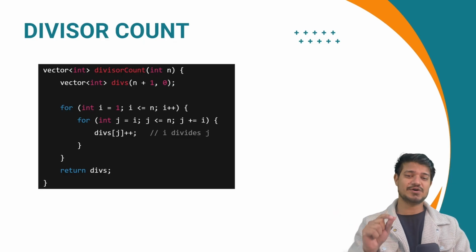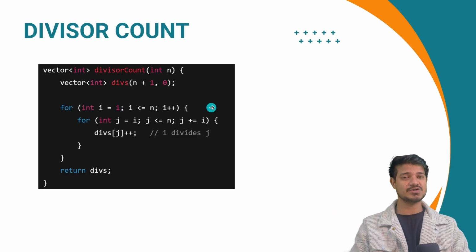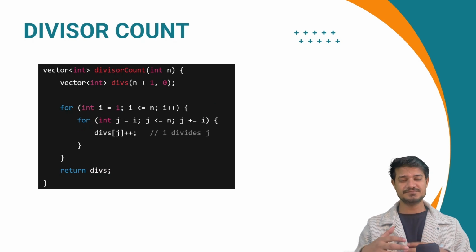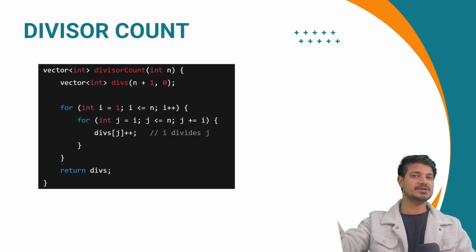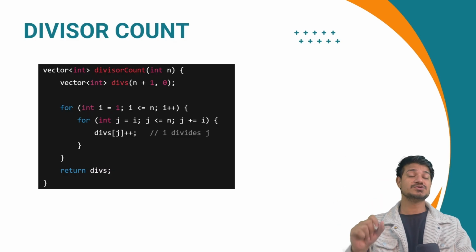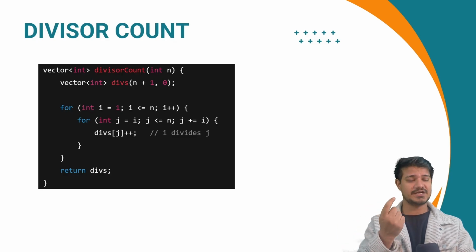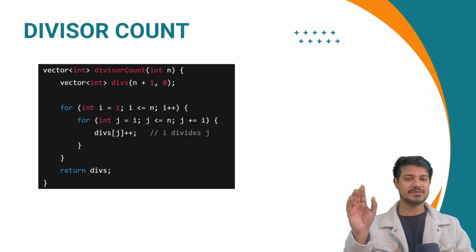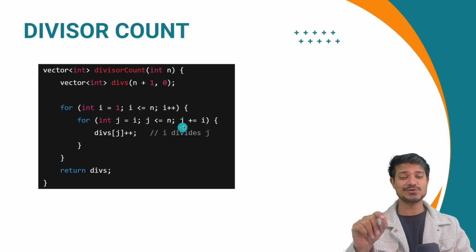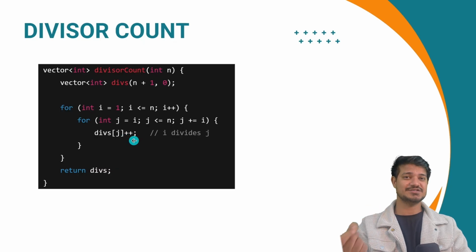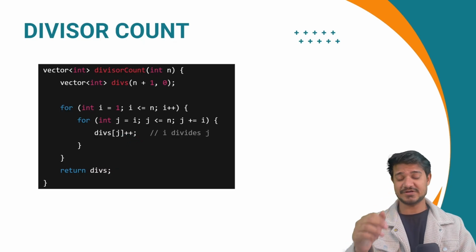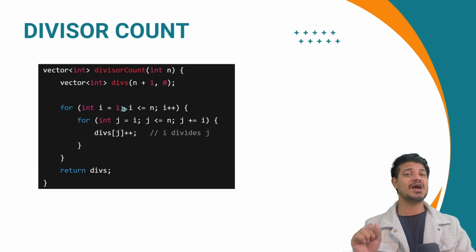So how we calculate divisor count is this: we'll go through all of the numbers because we have to calculate divisor count for everyone, right? Now when I'm going through I, I'll go to all of its multiples. Let's say I is 5, so I'll go to all of its multiples: 5, 10, 15, 20, all of the multiples till n. So I'll go through all of the multiples of I till n, and I'll increment their divisor count, right? So for each I, I'll go to all of its multiples and increment their divisor count.